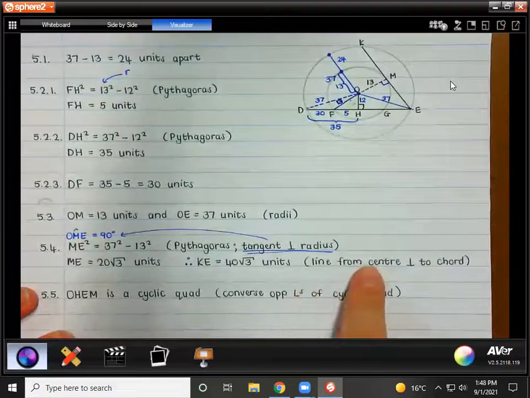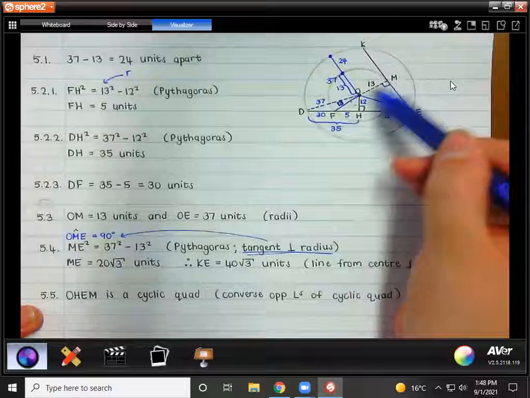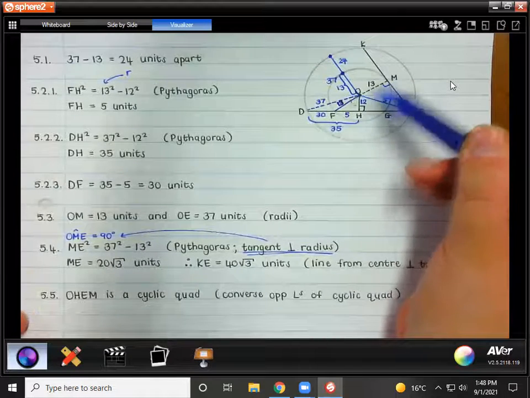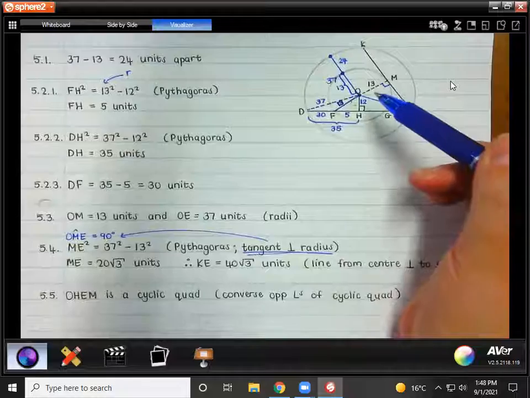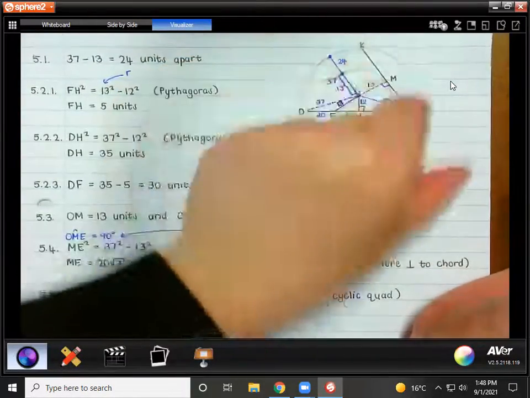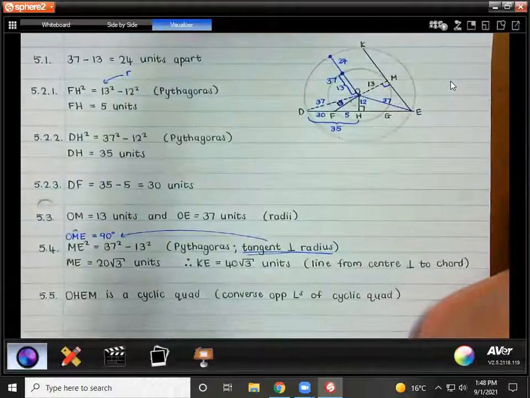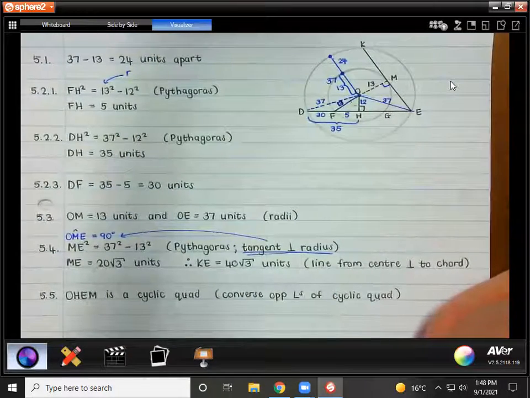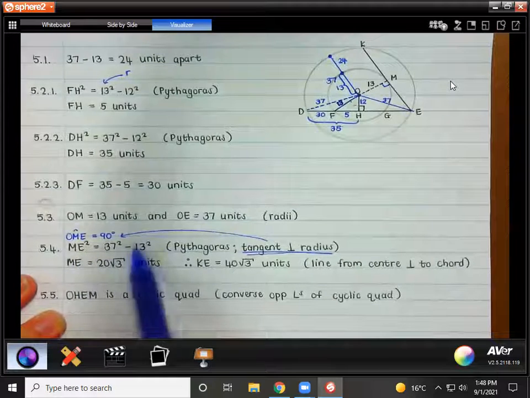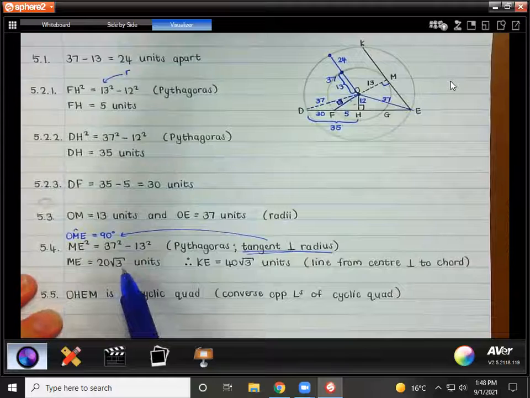Because of line from center perpendicular to chord, which is what we have for OM, right? OM is a line from the center and it's perpendicular to this chord, so it cuts the chord in half. So ME and KM will have the same length. So if we get ME's length, then it will be the same for that one, and then KE will just be double that length. All right. So there we go. ME squared is this because of Pythag. Then I got my answer, 20 root 3 units for ME.